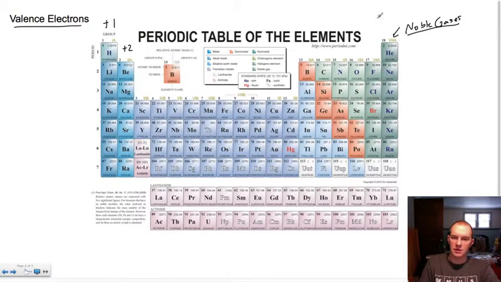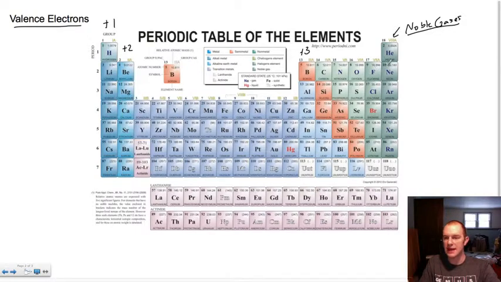Now the same thing takes place for group 3 elements. They'll have a positive 3 charge, but something a little different takes place when we talk about the nonmetals. If we talk about fluorine for a second, fluorine we know is going to have 7 valence electrons because it's in group 7 of the periodic table.